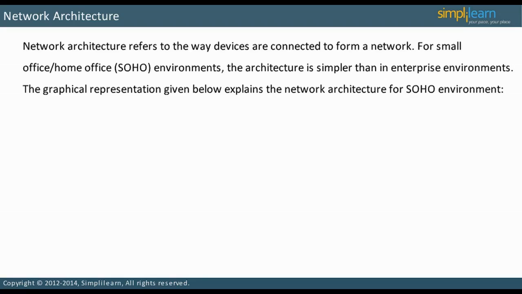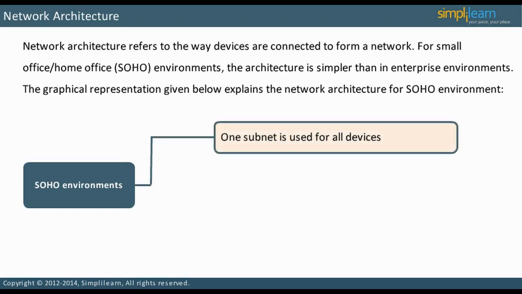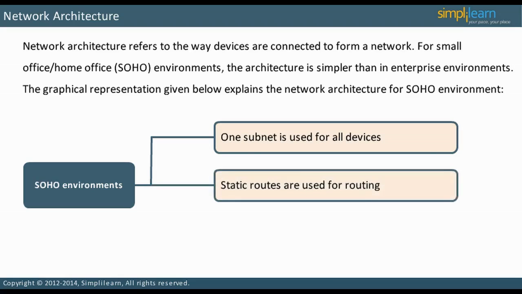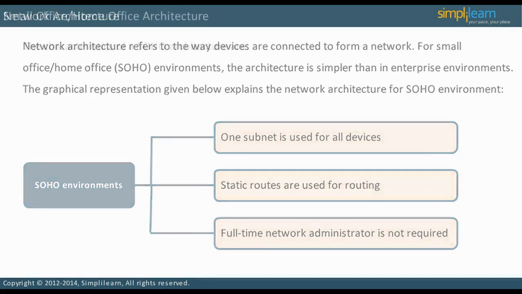For small office, home office, SOHO environments, the architecture is simpler than in enterprise environments. There may be an all-purpose device instead of a separate router, switch, and firewall. For example, for home use, most routers are really a router and a switch combined. There is less redundancy, which makes configuring, maintaining, and troubleshooting the network simpler. Usually, one subnet is used for all devices and static routes are used for routing. There is no full-time network administrator. In the next slide, let us look into small office, home office architecture.